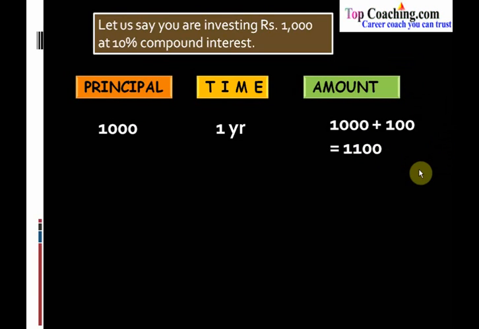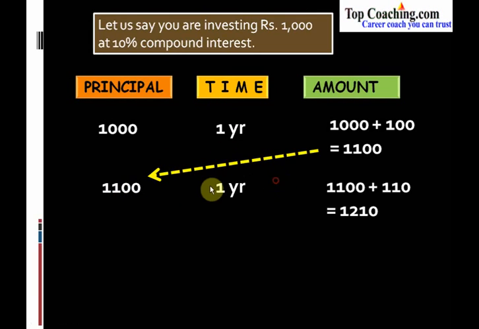Now in the second year, this amount becomes the principal, and now we are going to calculate the interest on this principal, which is 1100. Again, for the next year, the interest on this would become 110 rupees. The principal has changed now, and the amount now would be 1100 plus 110, and this becomes 1210 rupees. So after 2 years, the amount becomes 1210 rupees.